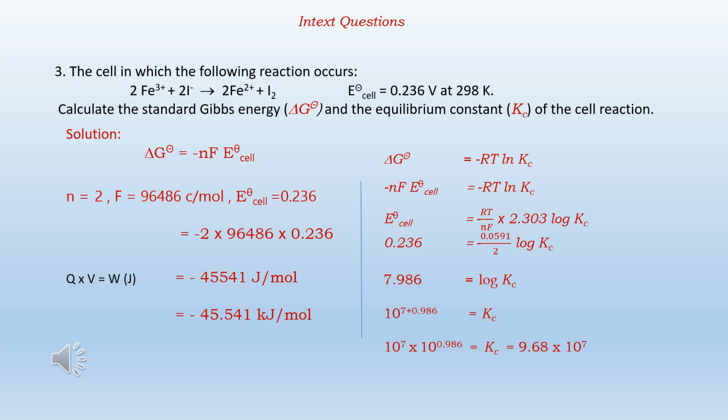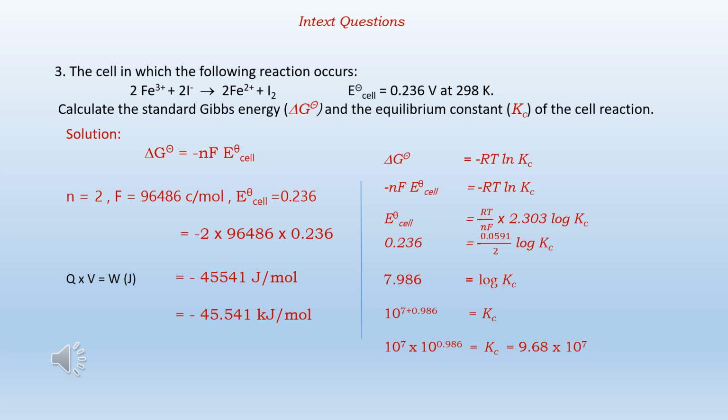You know delta G naught is equal to minus nFE naught cell. Since they have given the E naught cell value, substitute that, with the number of electrons involved here being 2. So substitute the 2 for the n value. You know the Faraday constant is 96,486 coulomb per mole, multiplied by the standard cell potential. See, the charge multiplied by the voltage gives the work, in terms of joule.